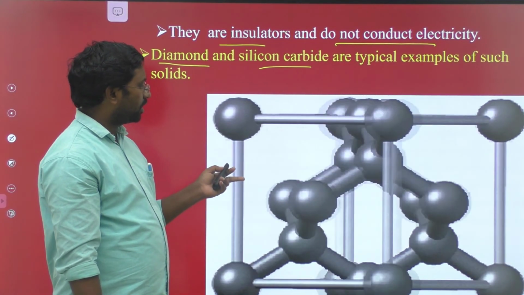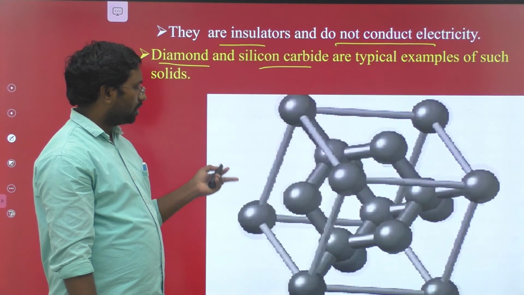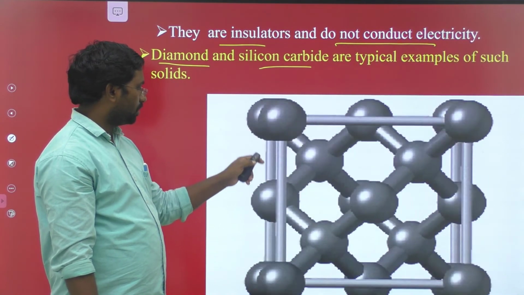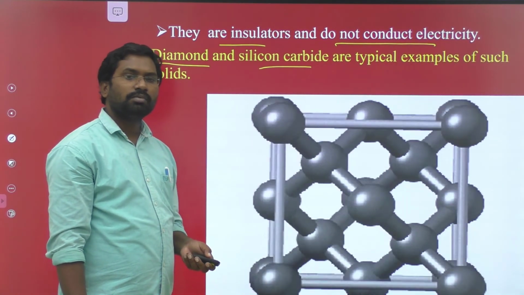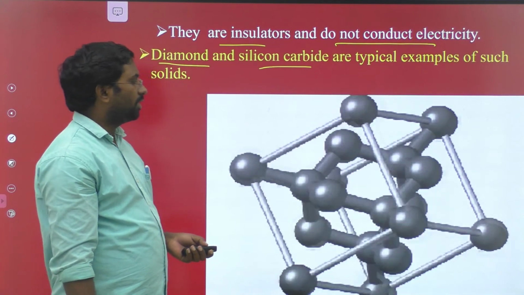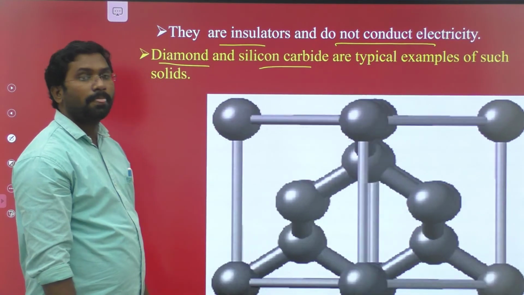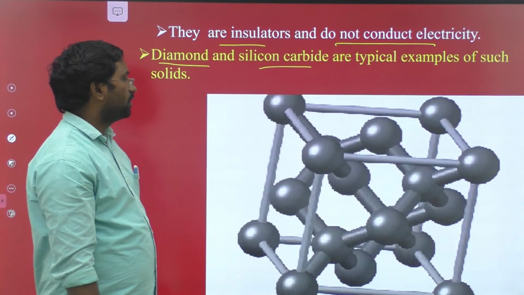Therefore, each carbon atom is bonded with the neighboring atoms, and between the two carbon atoms a covalent bond is present in diamond. So this is the structure regarding diamond. And come to the next one.